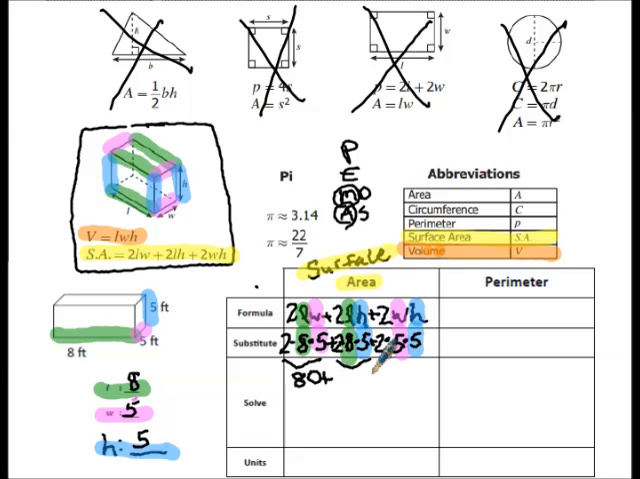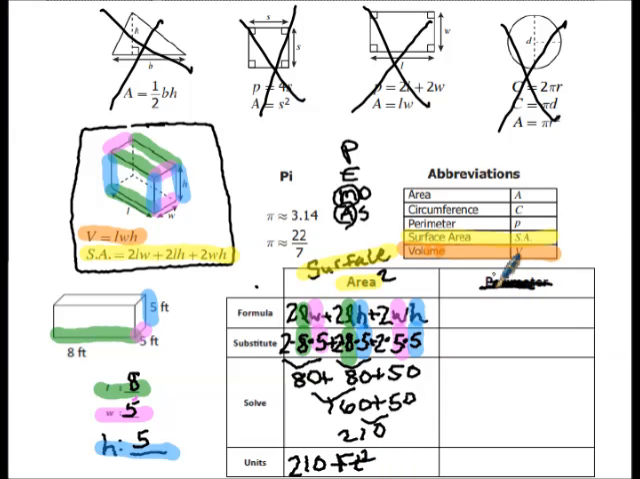And 8 times 5 is 40, times 2 is 80. 8 times 5 is 40, times 2 is 80. 5 times 5 is 25, times 2 is 50. Then we add those up. 80 plus 80 is 160, and 160 plus 50 ends up giving us 210. So I have 210 feet, but I'm covering that surface with squares, so it's going to be 210 feet squared.